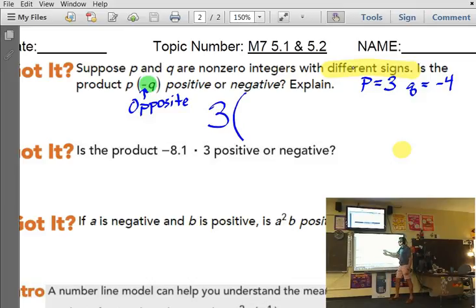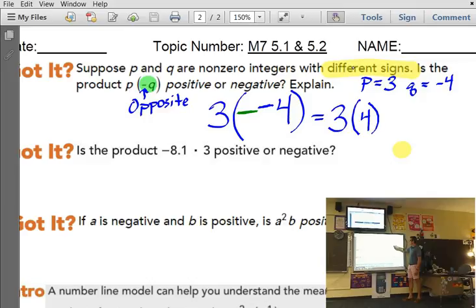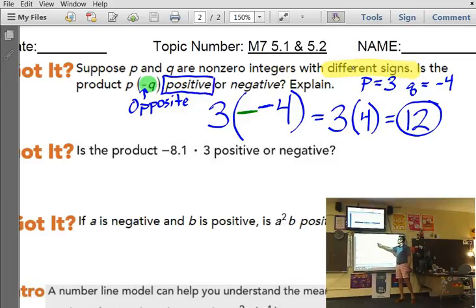I can use that as opposite. My Q was negative 4. And what's the opposite of a negative? A positive. So this becomes 3 times 4, which becomes 12. So it is a positive value. Because if you start off with different signs and then make one the opposite of what it was, they end up having the same signs.